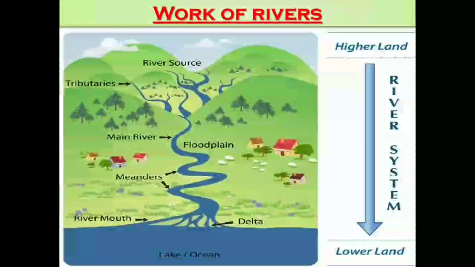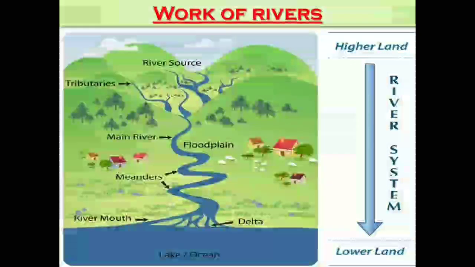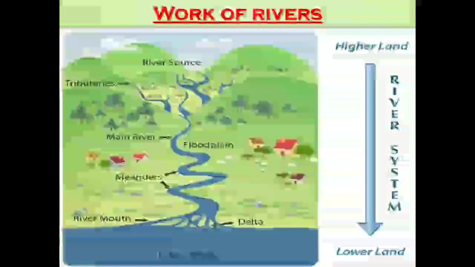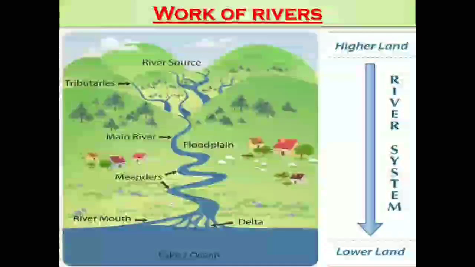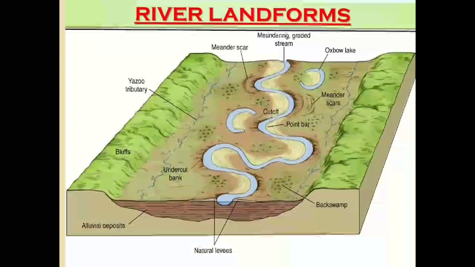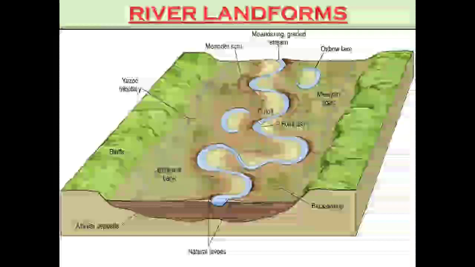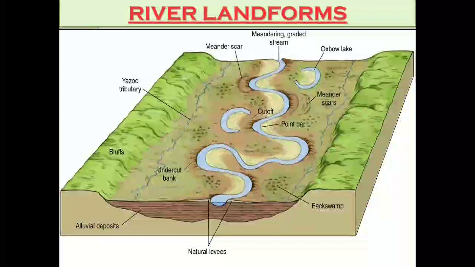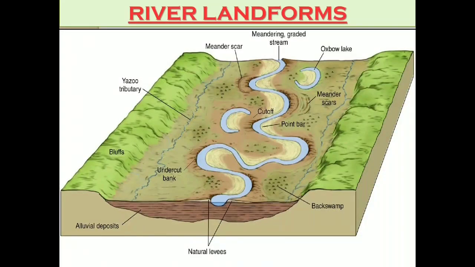Here you can see the work of rivers. I have shared here a picture. It shows the river system from higher land to lower land. River has a source. It flows to the tributaries, main river, floodplain. You can see a picture of meanders, river mouth, delta and ocean. This is a picture of river landforms. This is a diagram. You can study it well.